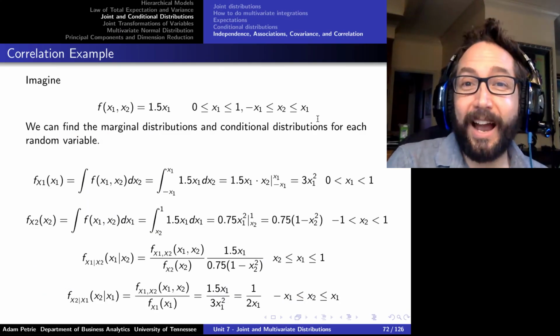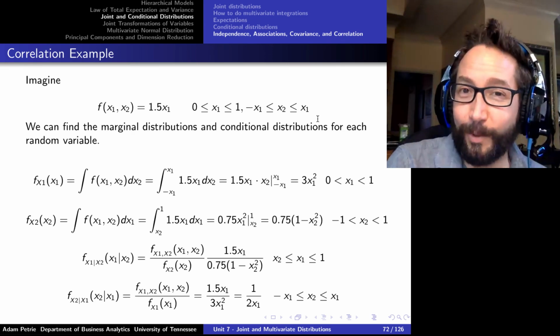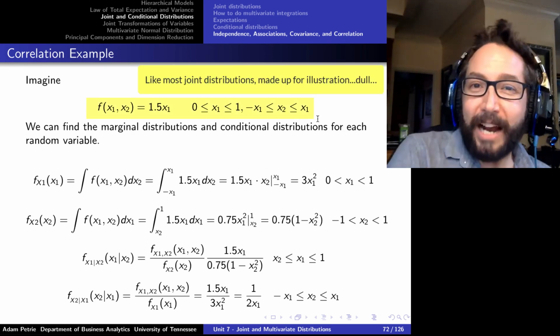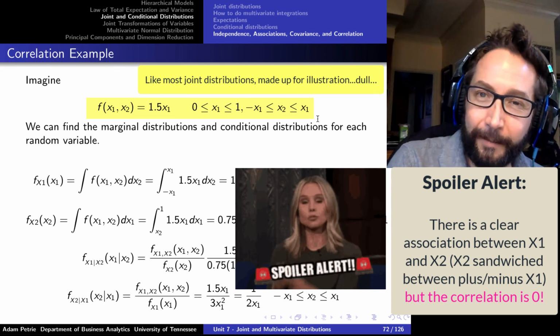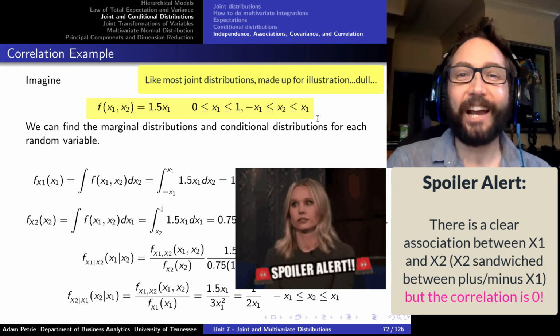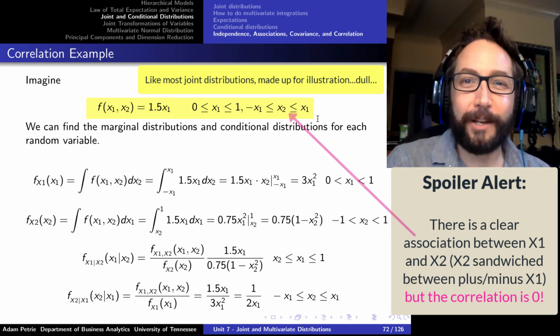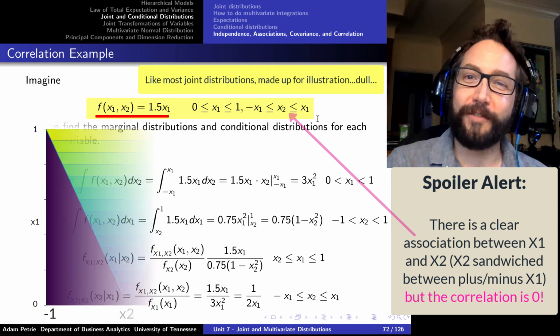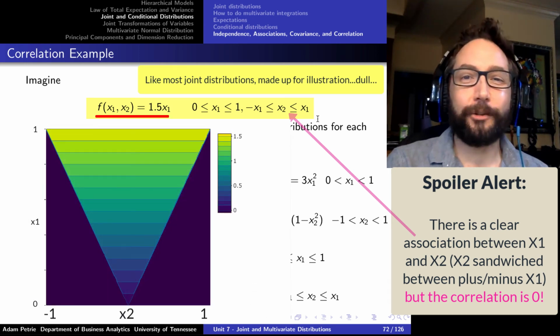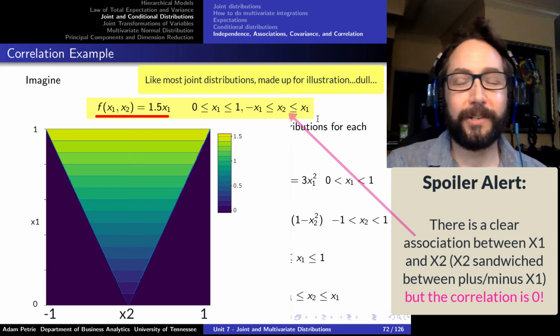If I were to go through and calculate the correlation with this joint distribution, I would actually come up with something a little bit surprising. Now, I don't want to go through and detail all of the math here. Basically, what we do have, though, is a joint distribution of x1 and x2, a formula that describes what combinations are more likely versus less likely.